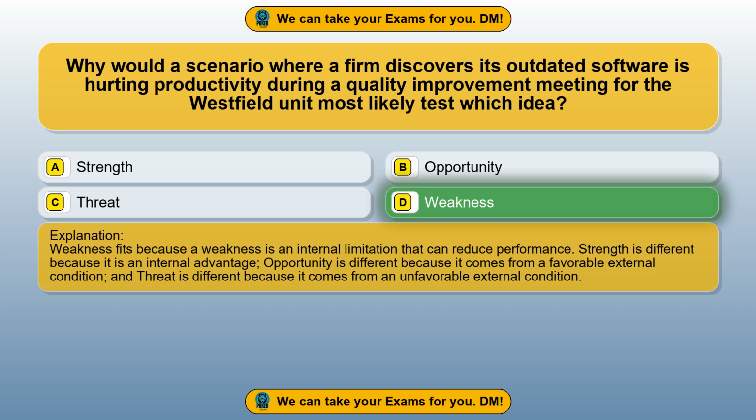Weakness fits because a weakness is an internal limitation that can reduce performance. Strength is different because it is an internal advantage. Opportunity is different because it comes from a favorable external condition, and threat is different because it comes from an unfavorable external condition.